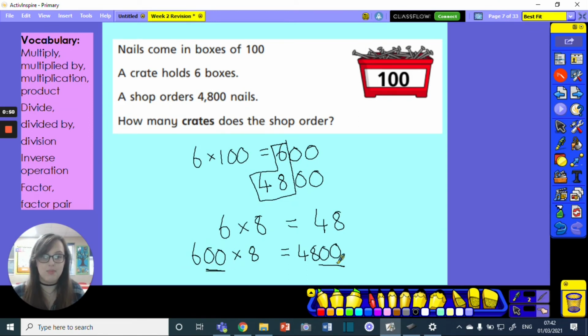I wonder, can you see the link we've made there? What's changed in both of these numbers? So we can see now that the shop has ordered 8 crates of 600 nails. 8 crates, 6 boxes, 100 nails in each box. A question that looked really, really tricky. But if we know our 6 times table facts and how we can twist them to help us, then we can find the answer without too much fuss.